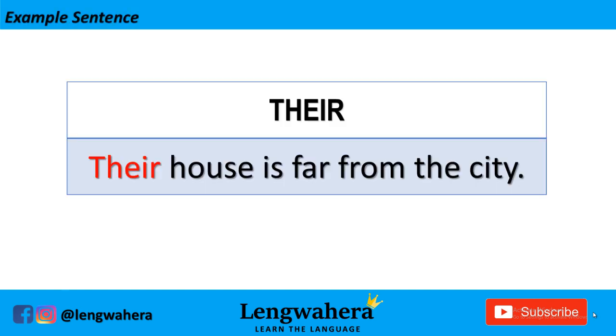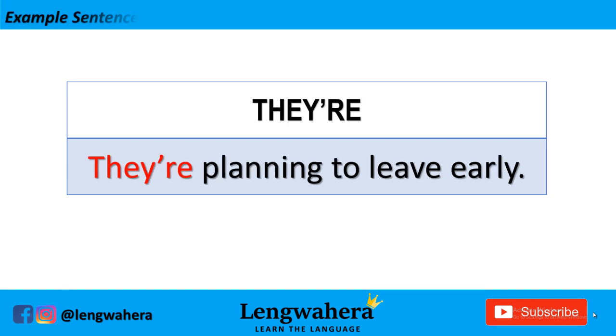Next, their house is far from the city. So their, the possessive determiner, modifies the noun, which is the house. They're planning to leave early. They're is the contraction. So if we expand the sentence, they are planning to leave early.